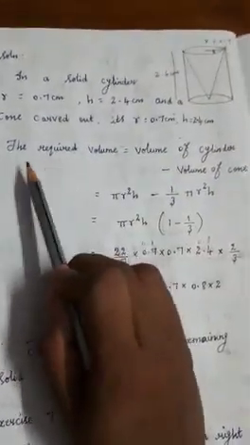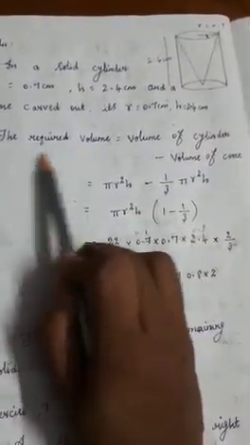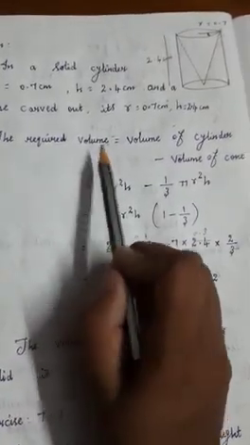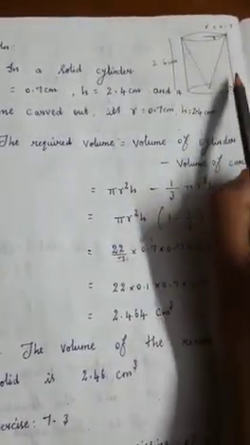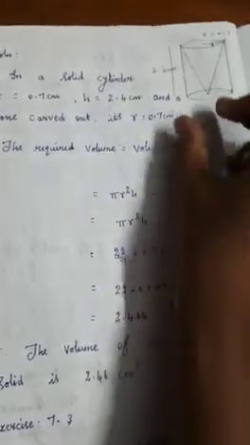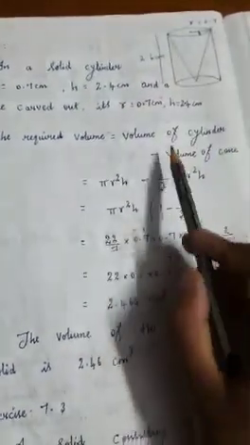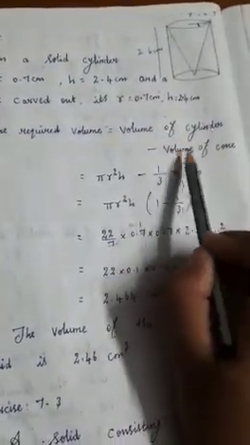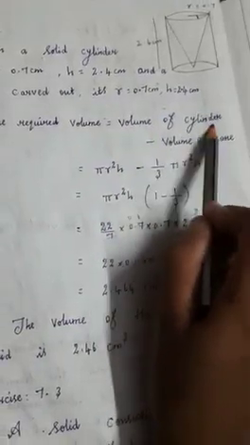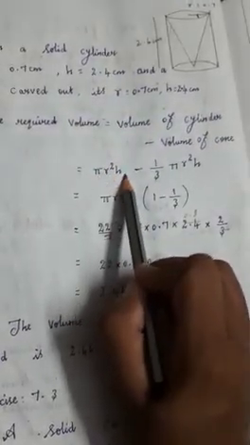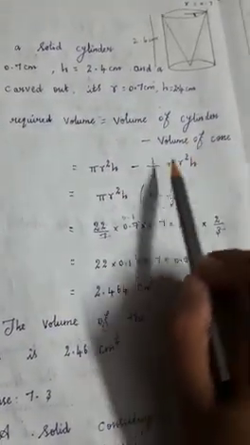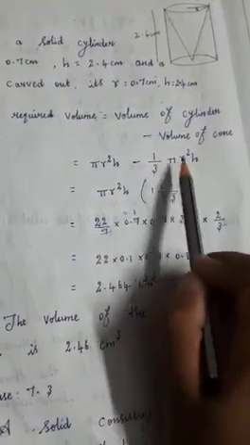Now we have to write the required volume. The volume of the remaining solid, the shaded part, is the volume of the cylinder subtracted with the volume of the cone. So volume of the cylinder minus volume of the cone. What is the formula for the volume of the cylinder? Pi r square h. Minus the volume of the cone, the formula is 1 by 3 pi r square h.